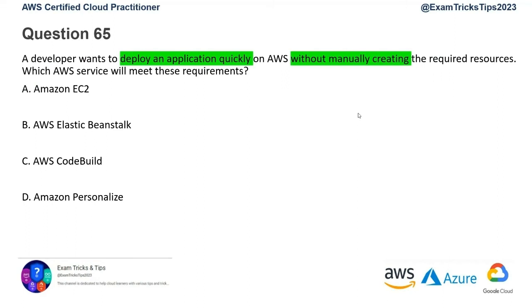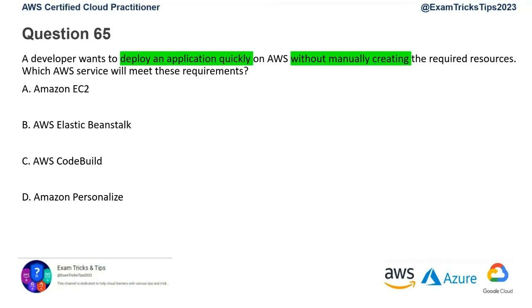Hope you've done that. The keywords here are: a developer wants to deploy an application quickly and without manually creating required resources. So some sort of automated solution or ready solution is what we are looking for. Let's use the elimination technique to get rid of the wrong answers, and then we'll figure out what's the correct answer for this particular question. So let's look at option D.